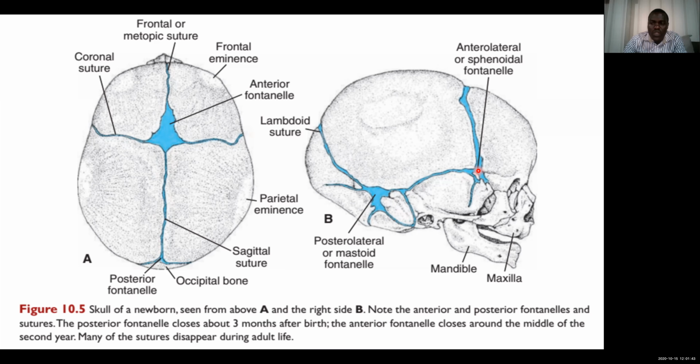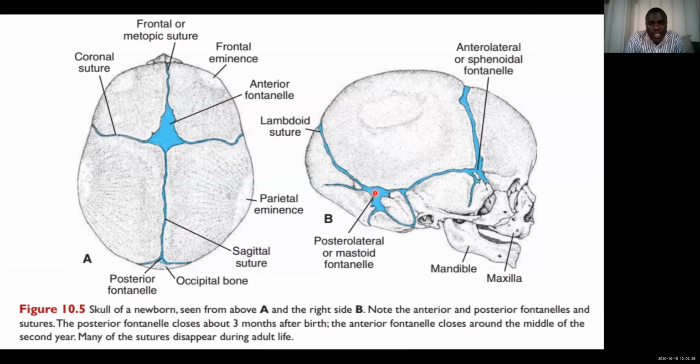The sphenoidal fontanelle becomes what we call the pterion. Pterion is written as P-T-E-R-I-O-N. The posterolateral fontanelle becomes what we call the asterion. So it's A-S, pterion without the P. Asterion, one word. All right, those are the fontanelles.